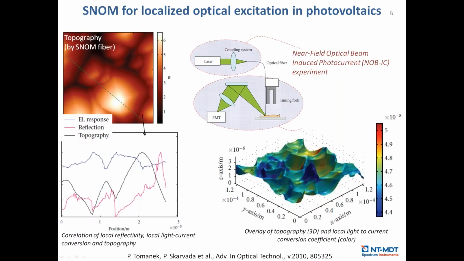Local photoexcitation can be important for the study of solar cell quality. So this map is an overlay of photocurrent. Photocurrent appeared by a local light excitation.